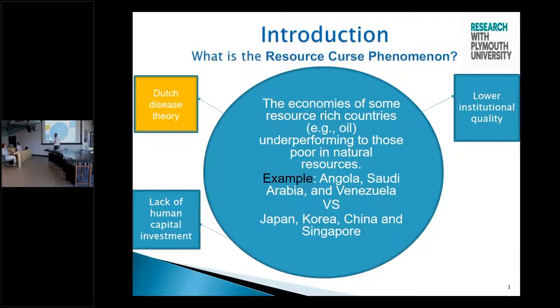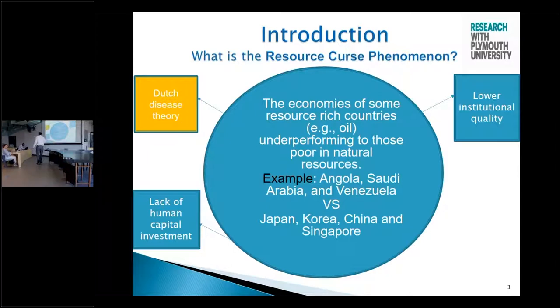What's the reason behind that? First, lower institutional quality. Some countries rich in natural resources have lower institutional quality, which means they have a high level of corruption and rent seeking, and a lack of equal income distribution among society, which might lead further to conflict or a civil war between different religions or different ethnicities.